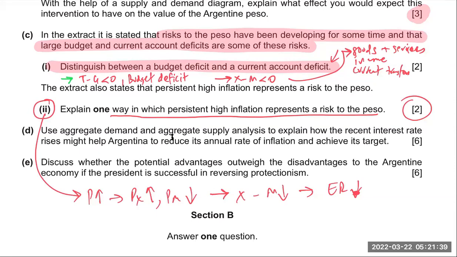Okay. Let's look at this one. Using ADAS analysis to explain how the recent interest rate rises might help Argentina to reduce its annual rate of inflation and its target. So using ADAS analysis, we need to show how recent interest rate rises might help Argentina to reduce its price level, okay, inflation, and achieve its target. So how does a rise in interest rate, guys, cause price level to go down?